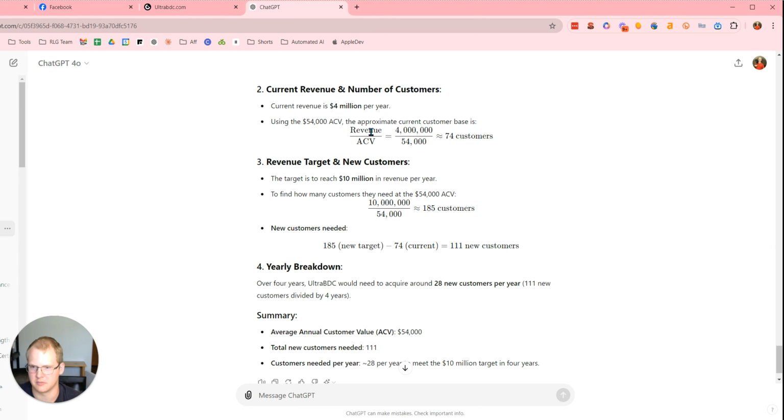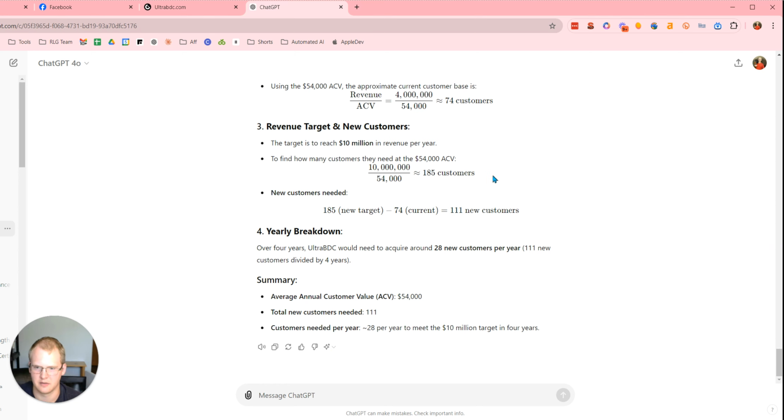Using that, an estimate, they have roughly 74 clients, right? Because 4 million divided by 54 per average, that's 74 clients. Now the target is to reach $10 million there. So then how many total clients do they need? 185. So they need to go from 74 clients to 185 customers over the next 4 years, according to this plan. New target, current 74, so they need 111 new customers, right?